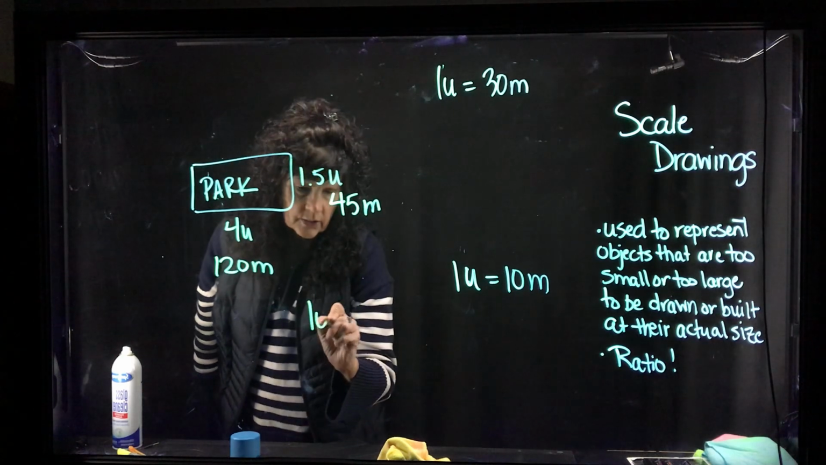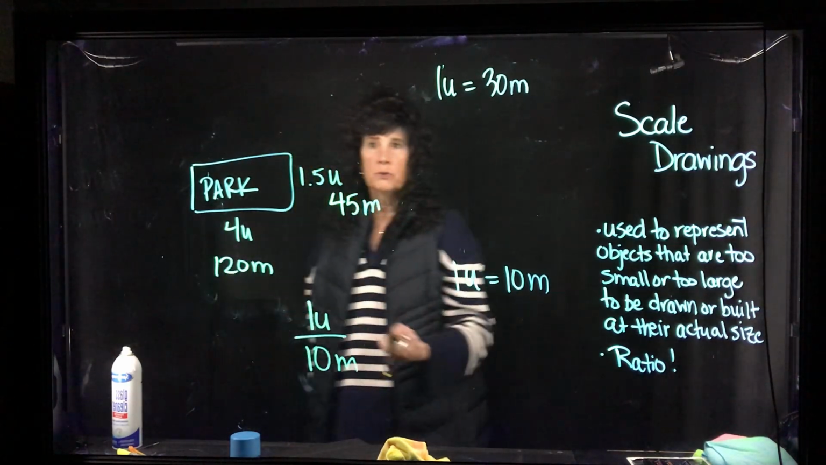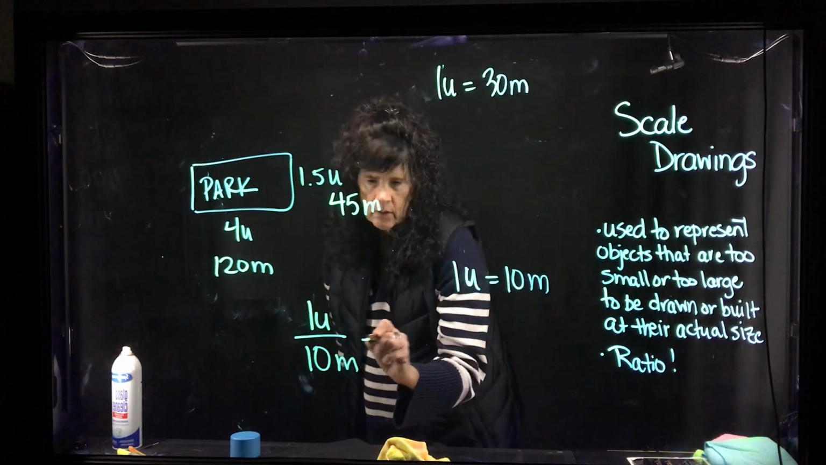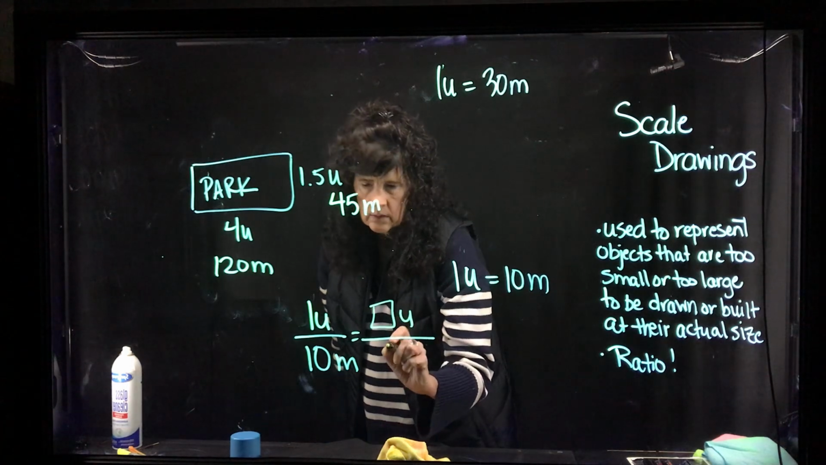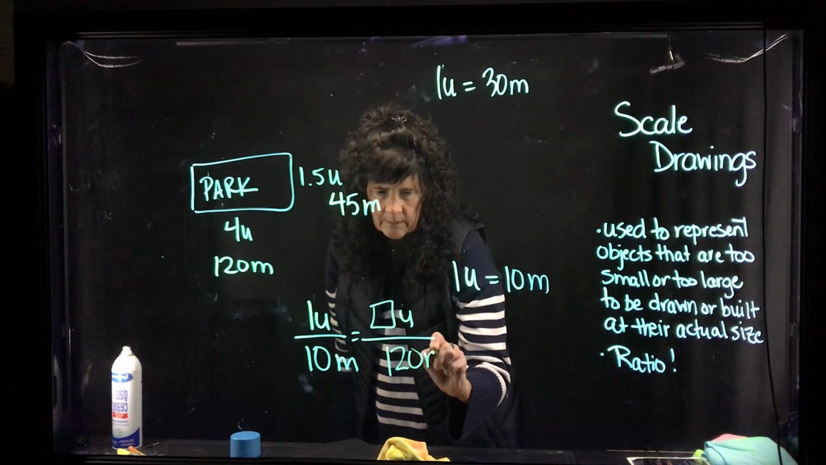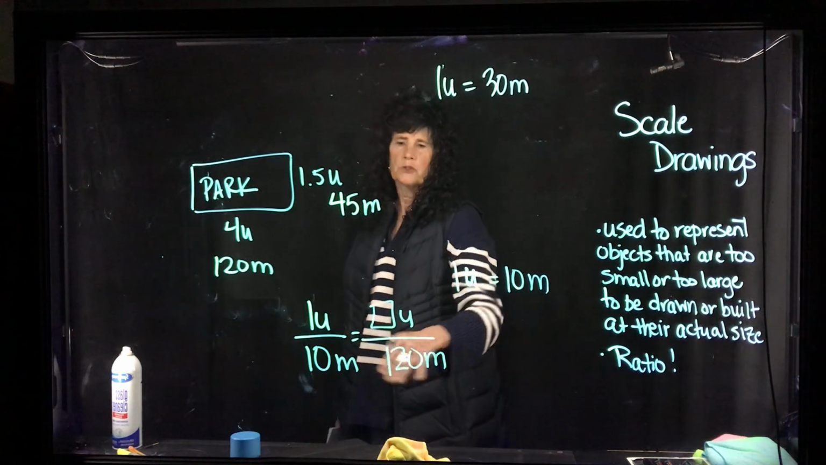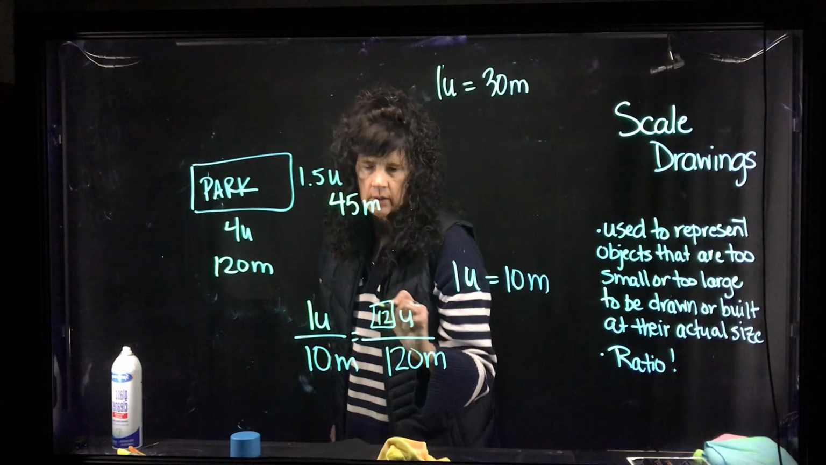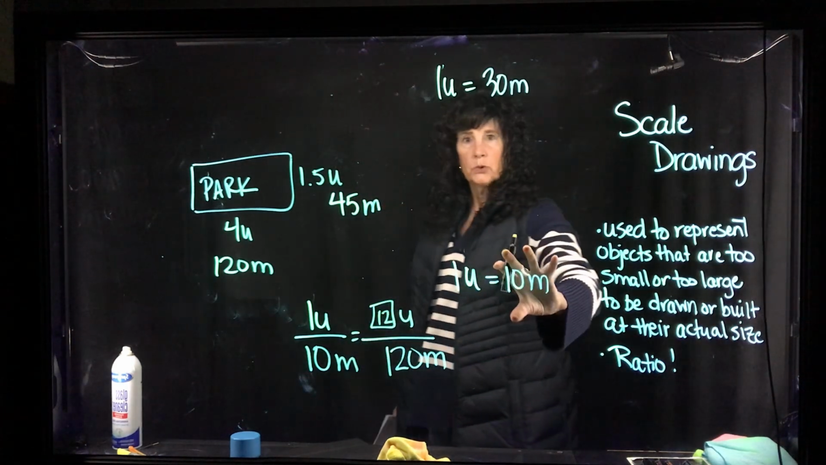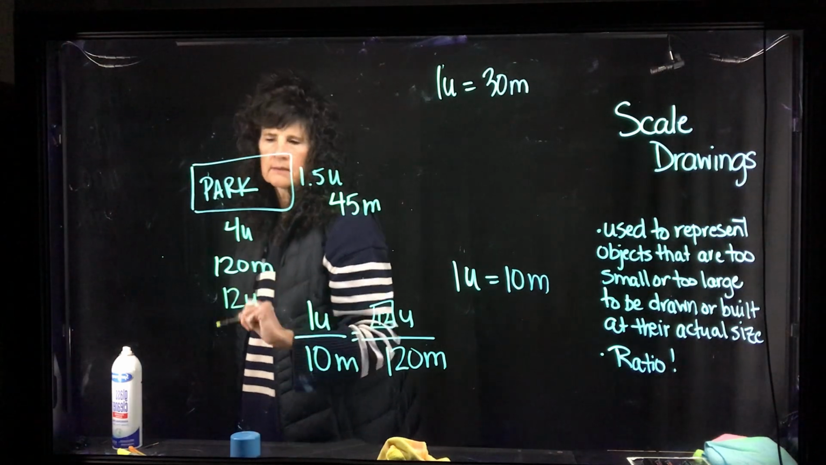So I have 1 unit represents 10 meters on my new scale. So I need to find out how many units will represent 120 meters. Well, to go from 10 meters to 120, I multiply by 12. So therefore, on this new scale, the new length is going to be 12 units, okay?